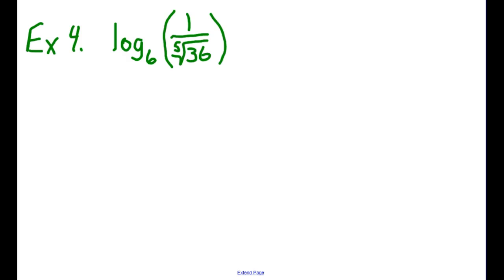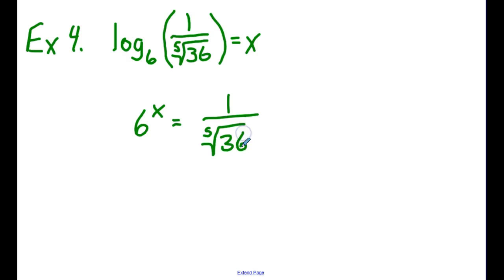Example 4, we have log base 6 of 1 divided by the 5th root of 36. Again, we set this equal to x because we want to evaluate this logarithm. So this means we have 6 raised to the x power equal to 1 over the 5th root of 36. Again, we got to be a little creative in rewriting this problem. Our goal is to get it so our base is 6 on the right side of this equation.